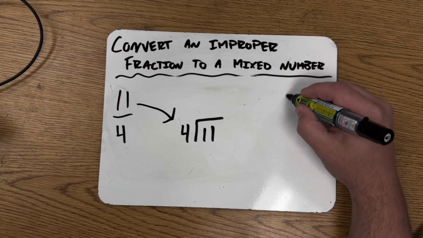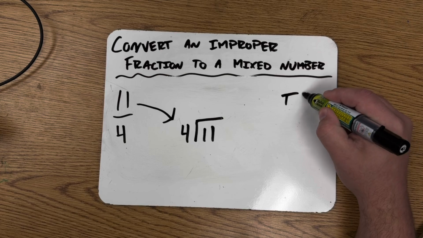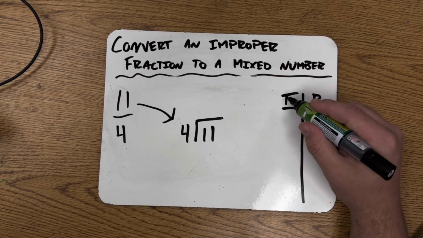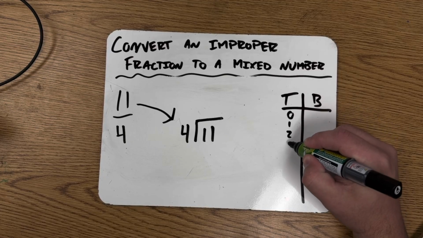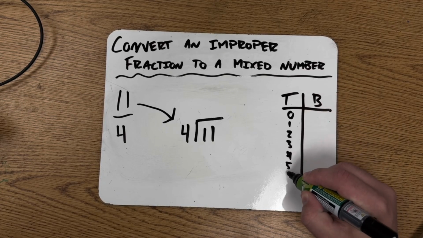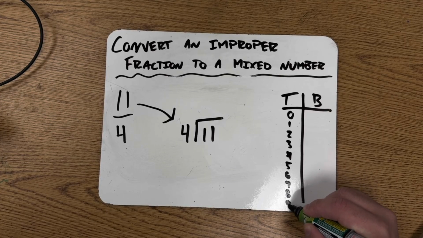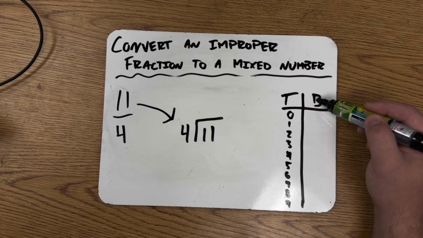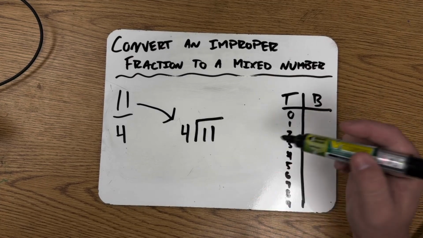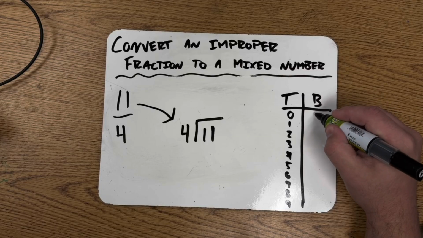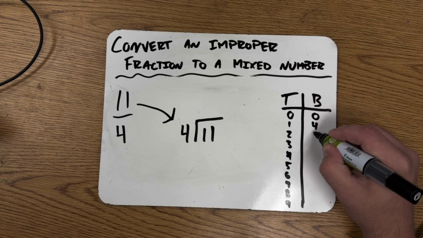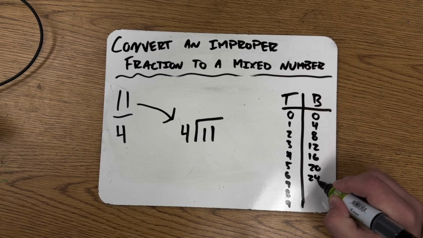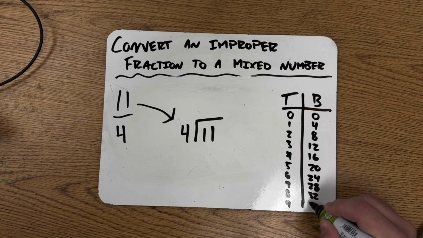Whenever we work with division, it's always a good idea to set ourselves up with our TB chart, our tops and bottoms chart, if you remember from our division videos. Our T is always going to be 0 through 9, so we list 0 through 9. And then on the right-hand side, our bottom side is going to be our multiples of our divisor, which is 4. So we have 0, 4, 8, 12, 16, 20, 24, 28, 32, and 36.